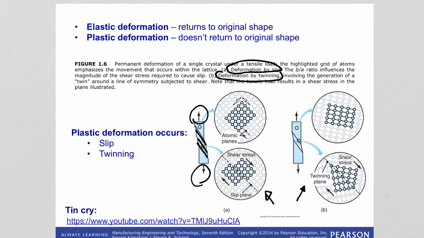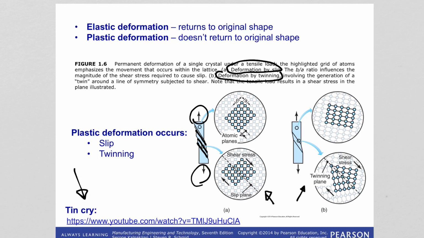So as an example here, tin cry, you can watch the video, the link is given in Canvas. When the materials are deformed by twinning, they will make a certain noise, like a crying noise basically. You can watch the YouTube video and see what that sounds like. So what is twinning actually?